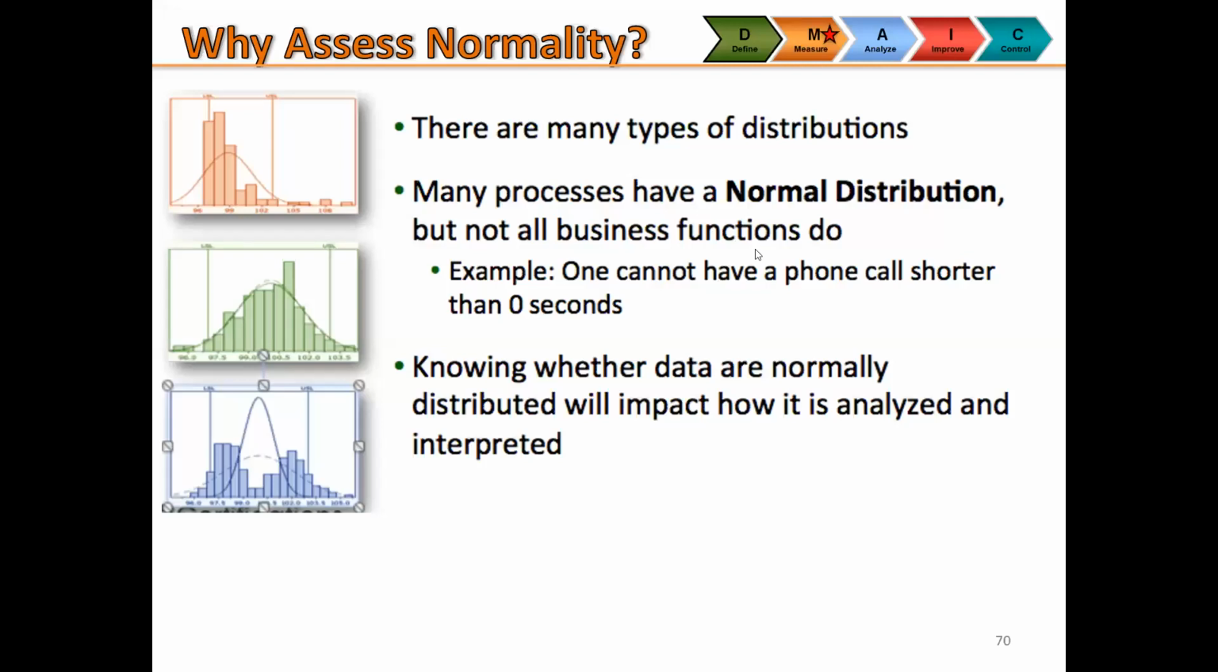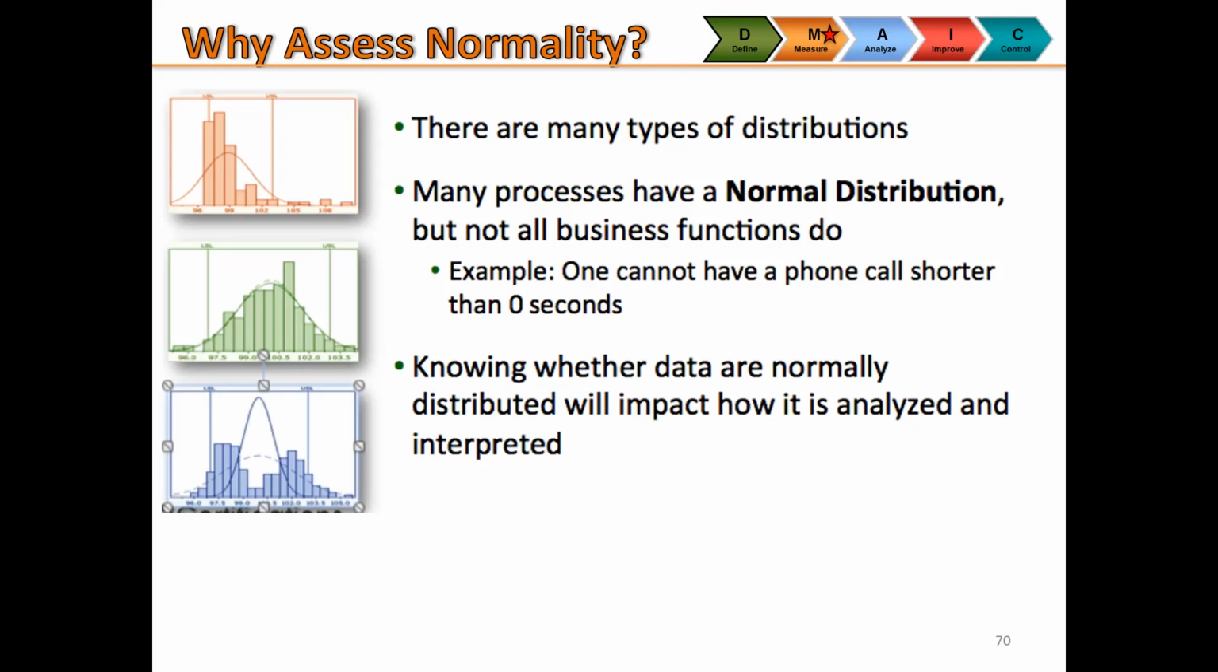So there's a bunch of different types of distributions. Many processes have a normal distribution, but not all. Obviously, we can't have a phone call shorter than 0 seconds, if we're looking at how long a customer service line, for example, takes to take orders, things like that. We're going to have a whole bunch of hypothesis tests and control charts that I'm going to show you that are all based on the first question: is the data normal? If the data is normal, then we're going to use this test for hypothesis, for example. And if it's not normal, then we're going to use another set of tests. So it's important to know.